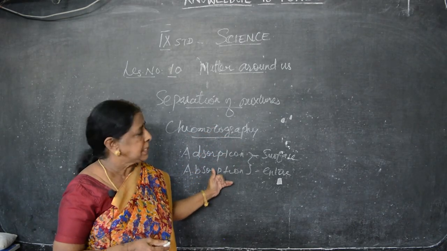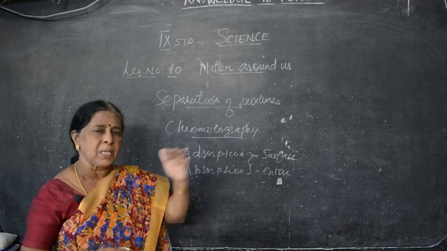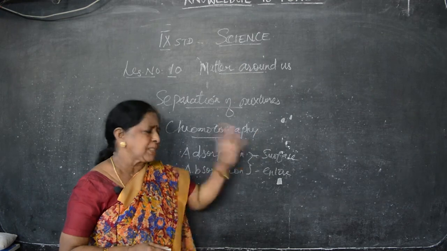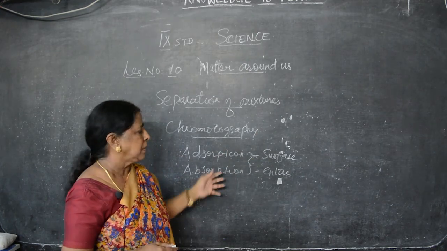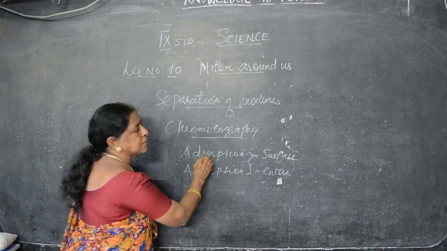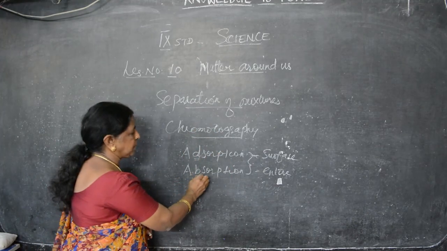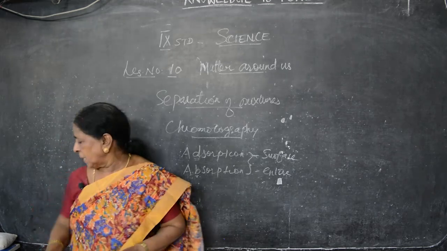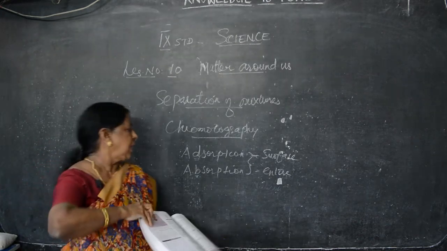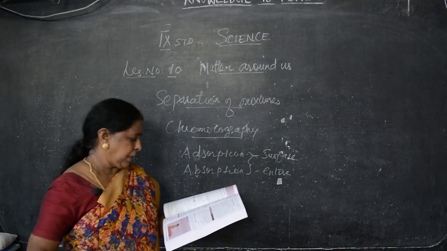What are the differences? Only on one surface, one side only, that is adsorption. Throughout the surface, when the entire surface is covered by the blue ink, that is absorption. That is AD, D means only one part, B means fully. Just keep it like that in mind, okay? So, here chromatography involves the processes of adsorption and absorption, okay?